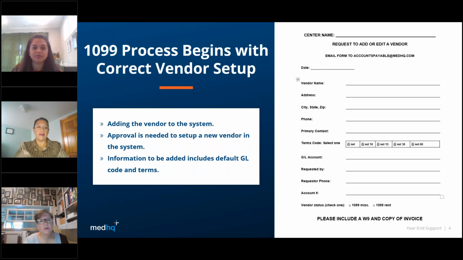Request by. This is the requester's name at the center, your phone number. The account number is the customer number that has been assigned to your center by the vendor. By providing this, the account number will print on your checks when payments are made. This assists the vendor when applying the payment to your account correctly. Next slide, please.